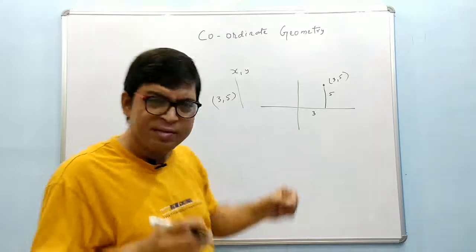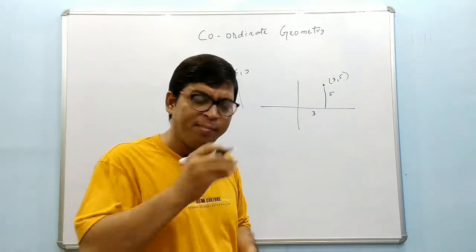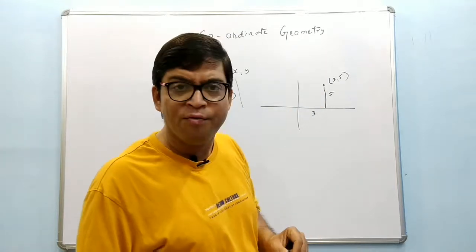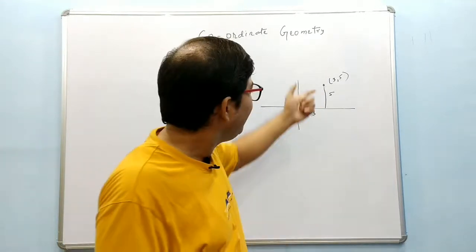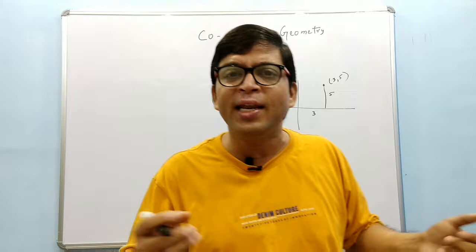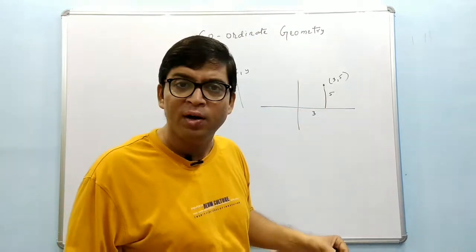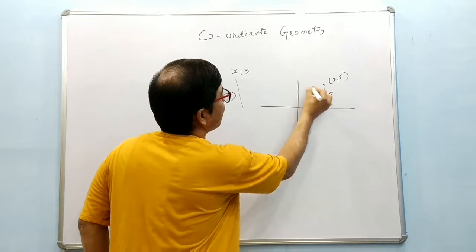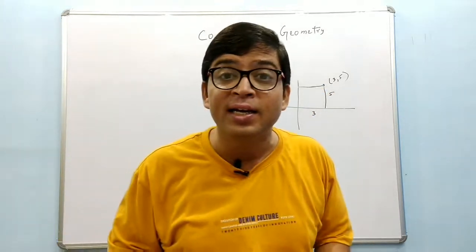If I ask some technical questions, tell me, what is the distance of this point from the x-axis? If you just draw the graph, you can easily say it is 5. What is the distance of that point from the y-axis? You can easily say it is 3.